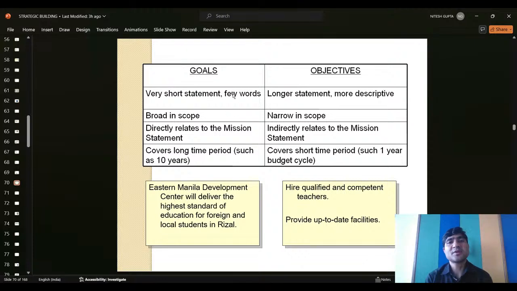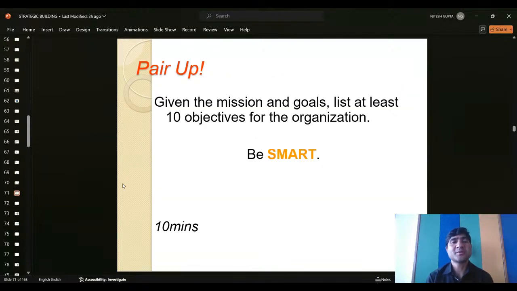So this is the difference between goals and objective. What is goal? Goal is a very short statement with a few words, whereas objective is a longer statement and more descriptive. Goal is broad in scope and objective is narrow in scope. Though it is broad, that is why it is explained in a few words. As it is narrow, an objective needs more description. Goals directly relate to the mission statement, objectives indirectly relate to the mission statement. Goals cover a long time period such as 10 years, and objectives cover a short time period such as a 1 year budget cycle, right? So this is how your goals and objectives are done.